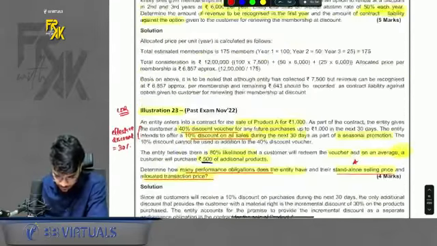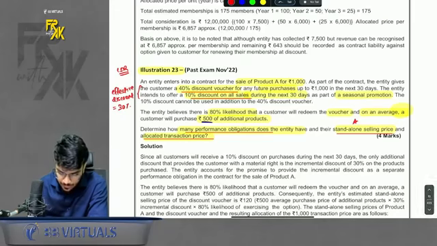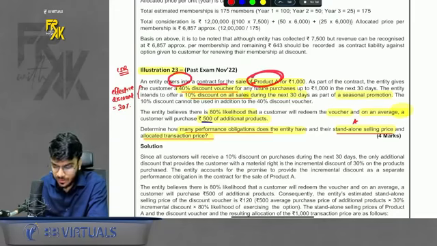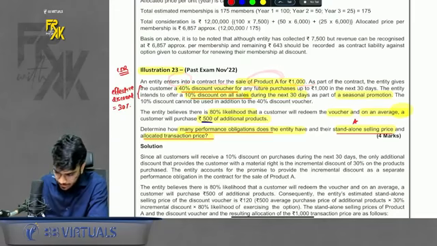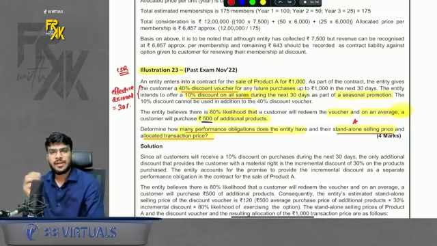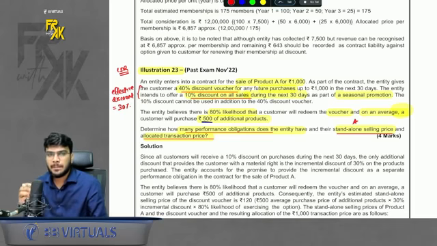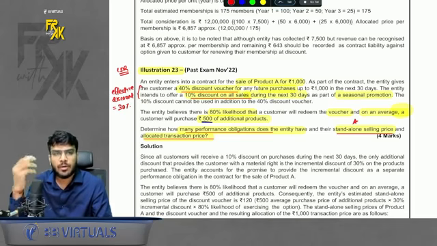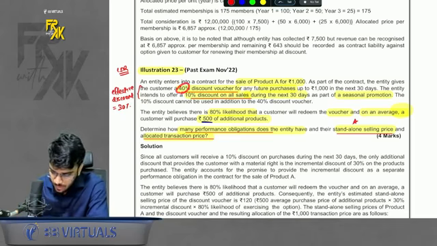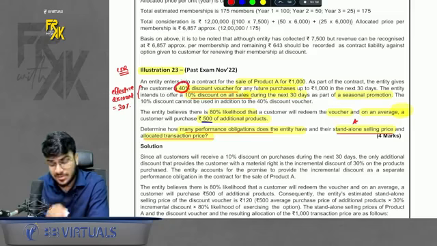Wait, I will teach you. Illustration number 23. What does it say? An entity enters into a contract for a sale of product A for ₹1,000. It gave a discount voucher of 40%. Okay. So it is not giving a free voucher. It is not like you can come and purchase anything for free. You will get a discount in future. Discount voucher is given. Okay. 40% discount voucher is given.